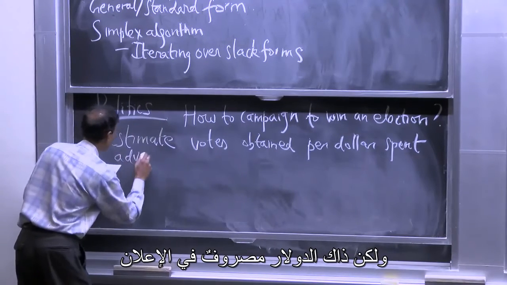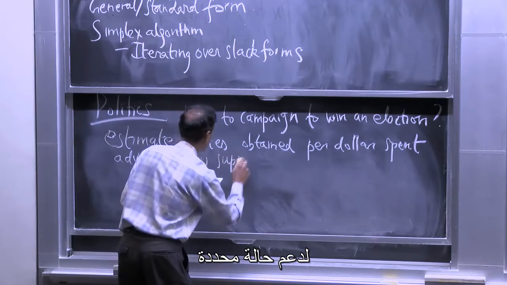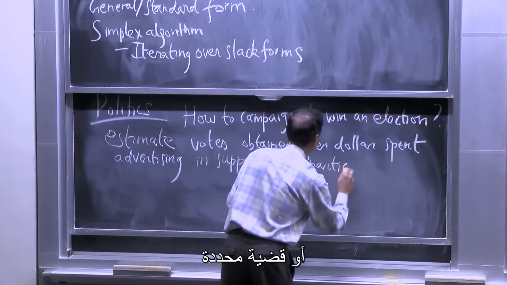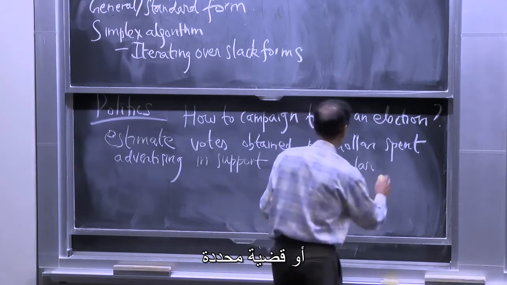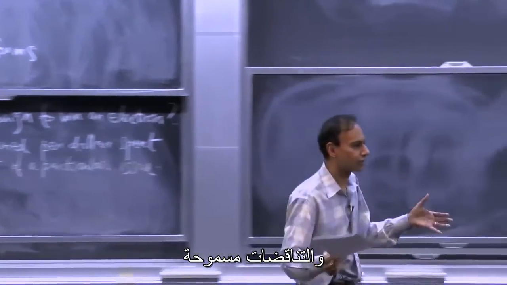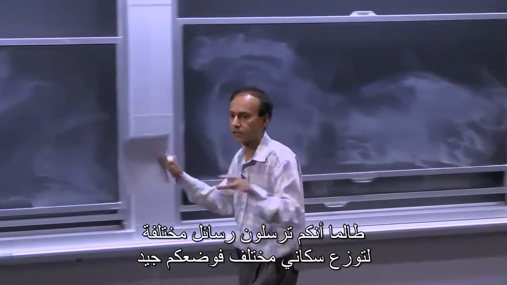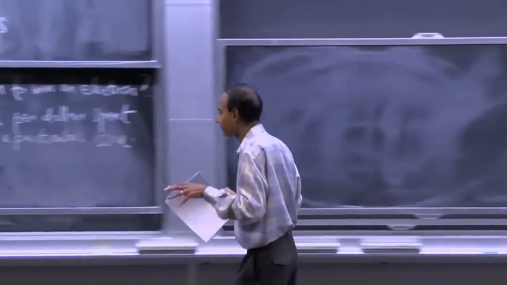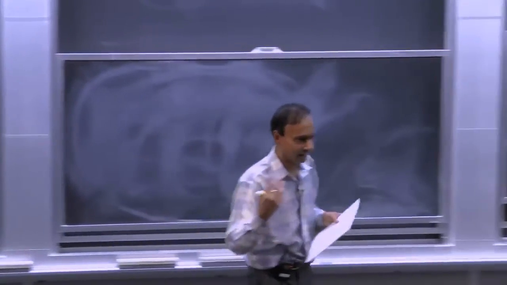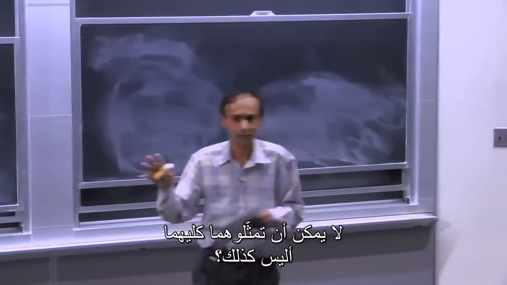But that dollar is spent advertising in support of a particular case or a particular issue. And contradictions are allowed. As long as you're sending different messages to different demographics, you're all good, right? You're assuming that people don't watch more than one channel, all right? So you're a Fox News guy, you're an MSNBC guy. You don't do both, okay?